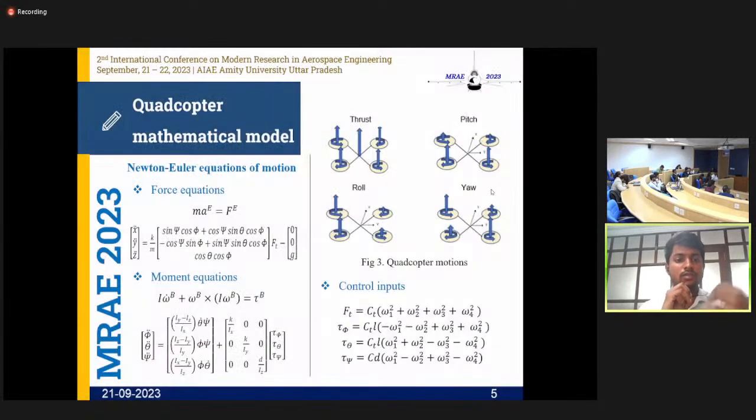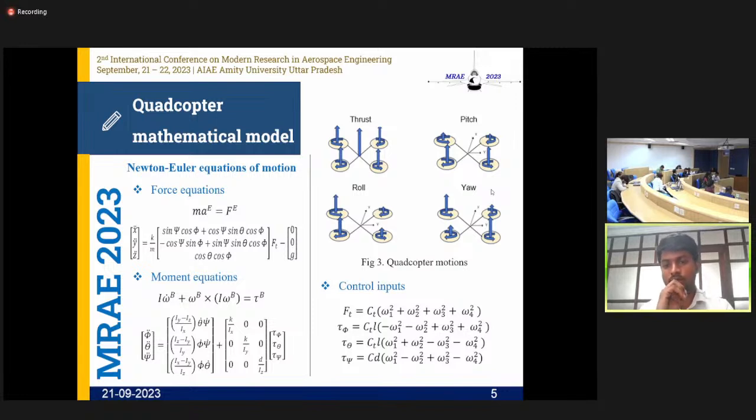Let's first introduce the quadcopter mathematical model. Before designing any controller for any system, we have to understand the dynamics and how the system behaves on different input values. So in the quadcopter, there are two equations we use: for the linear motion, we use Newton's force equation, and for the rotational motion, we use the Euler equation.